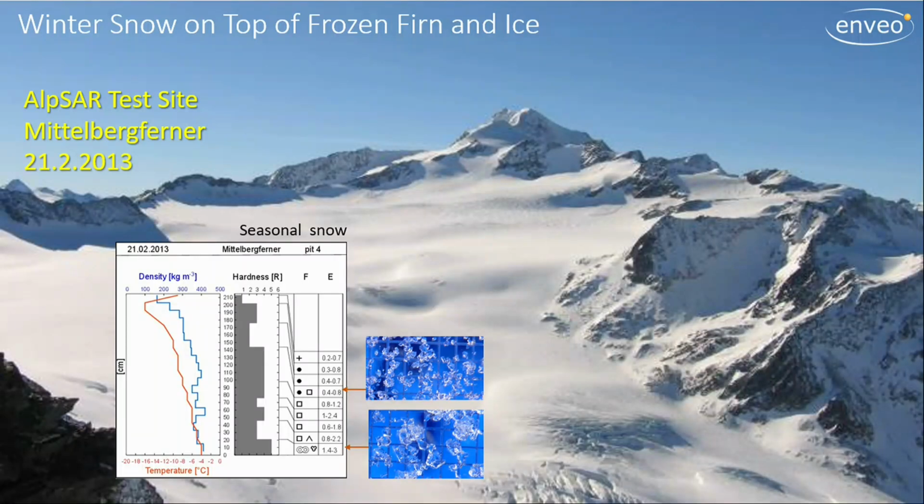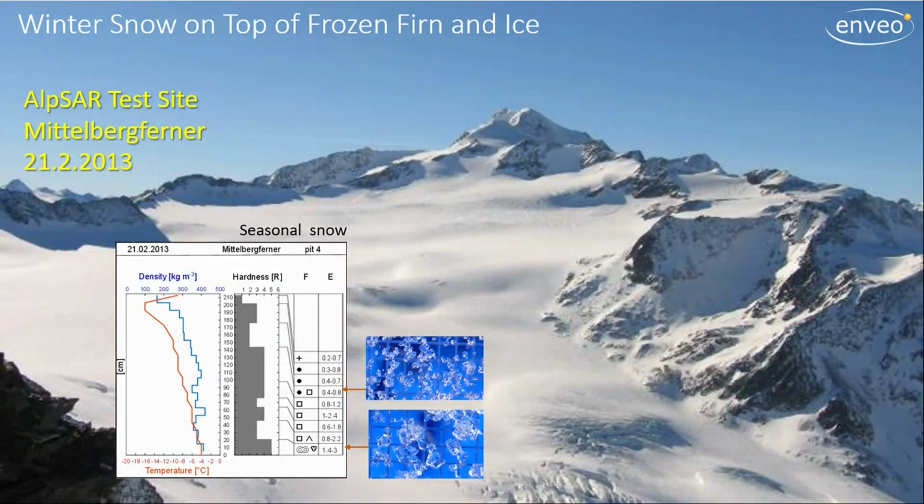On almost the same date, a day later, we went up to Mittelbergferner. So this is winter snow on top of a frozen firn. This is a glacier close to Pitztal. You can go up with a ski lift and then walk 2 hours with the skis, and then you come to this high glacier plateau. We did a lot of measurements there, also snow pits, and this is one snow pit. Of course we have a little bit more snow, about 2 meters.